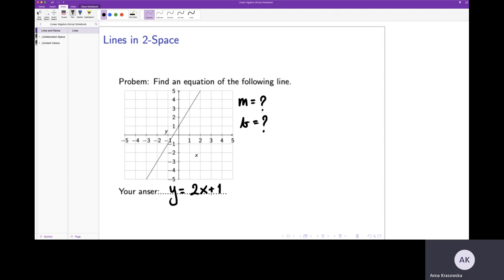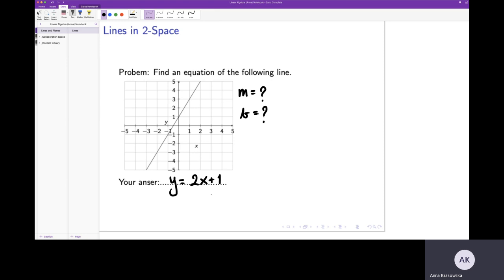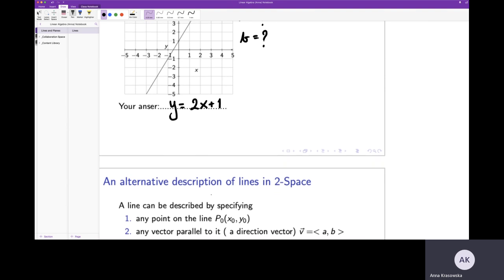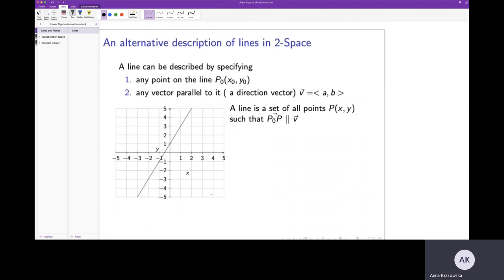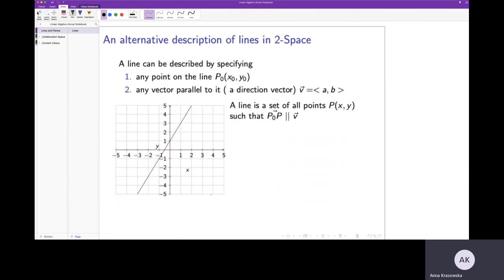So we will need, however, a different description of the line in two-dimensional space in order to generalize it into three-dimensional space. That alternative description, instead of giving slope and a vertical intercept, will describe a line by providing any point on the line and any vector that is parallel to the line.